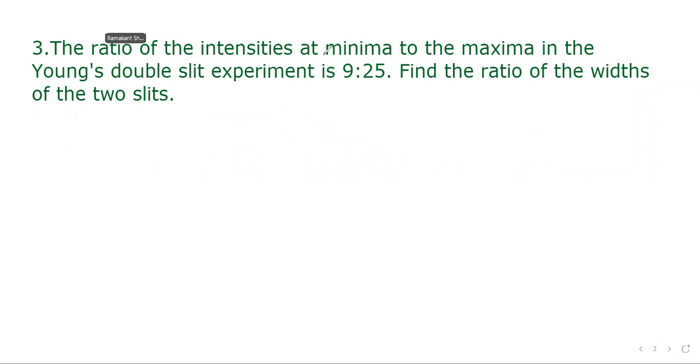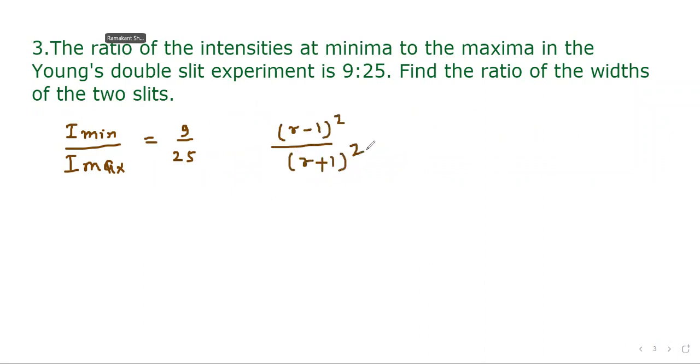Now consider third question. The ratio of the intensities at minima and maxima in the Young double slit experiment is 9:25. Find the ratio of the width of the two slits. So we are given I min to I max, that is 9 upon 25. And this can also be written as (R minus 1) square upon (R plus 1) square is equal to 9 upon 25, from where we can get (R minus 1) upon (R plus 1) equal to 3:5.